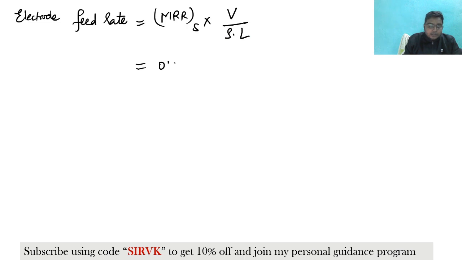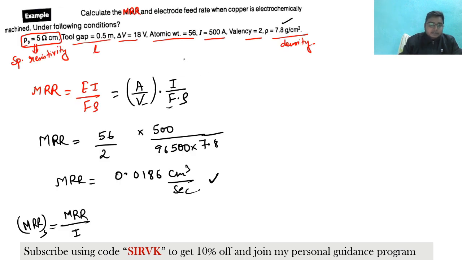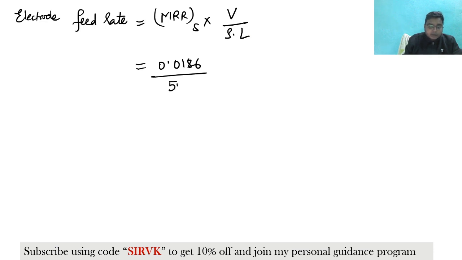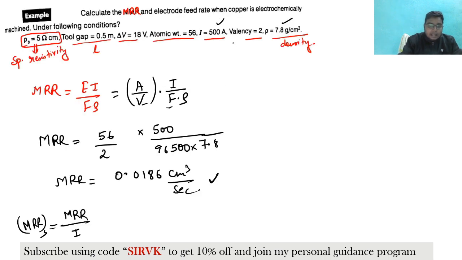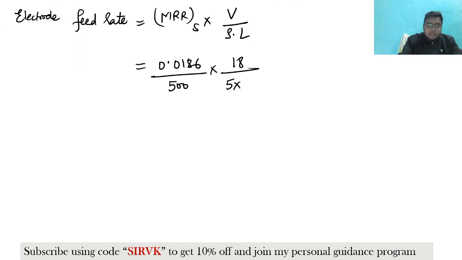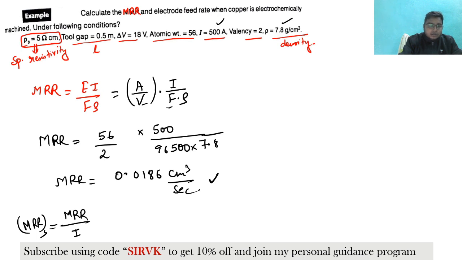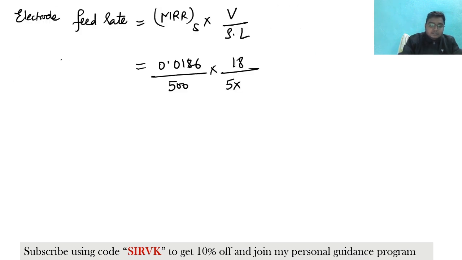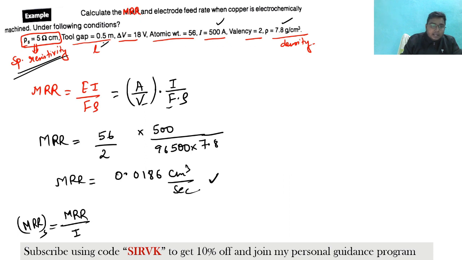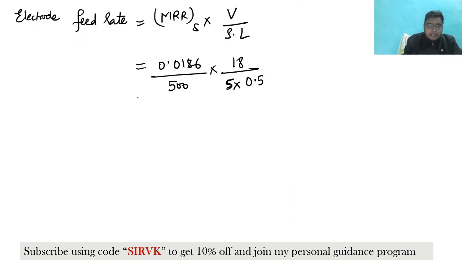So it is 0.0186 by current. What is the value of current? That is 500. Put it here, 500, into voltage given as 18, specific resistivity given as 5, and the gap length. What is the gap? Gap is 0.5. Put it here. Now this is the electrode feed rate. When you solve it, it will come around 0.0267 mm per second.